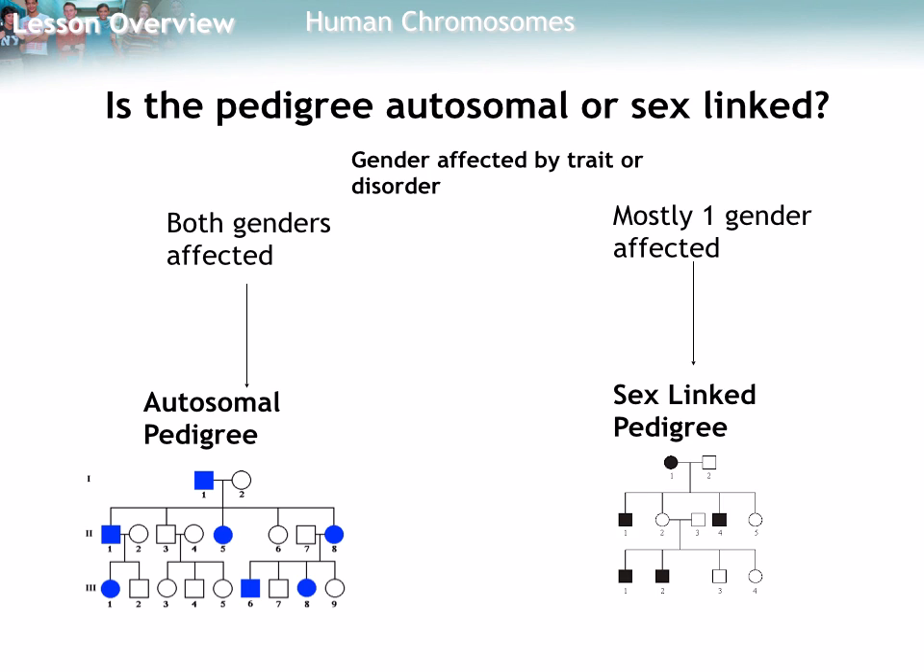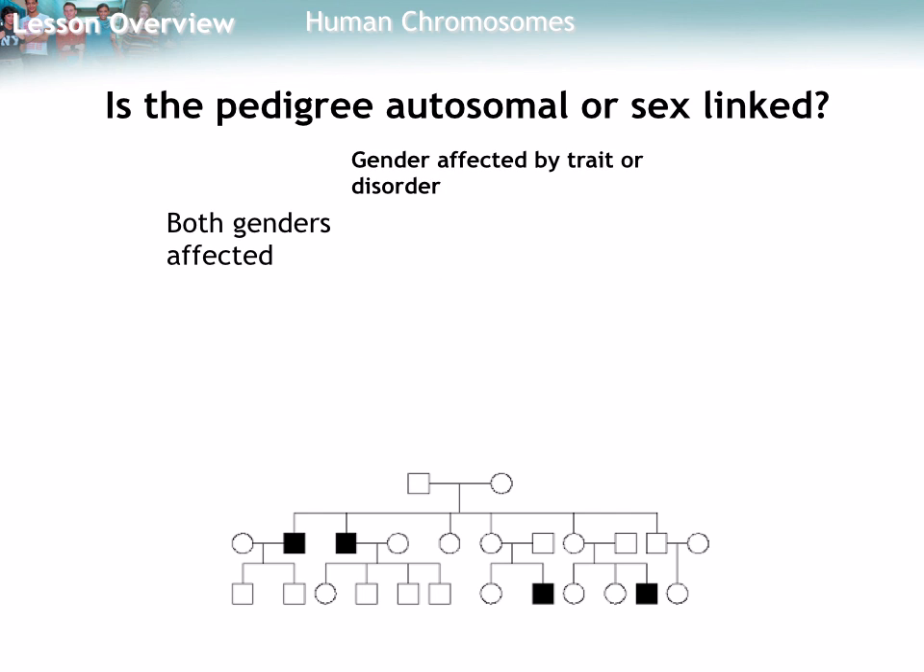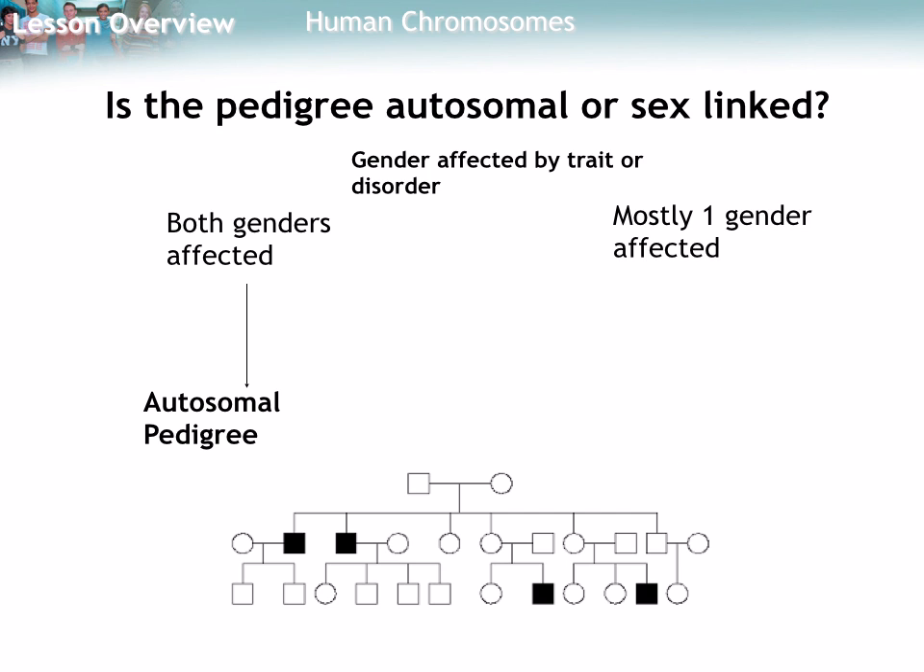Now pause the video and do the next example and determine if it is an autosomal pedigree or a sex-linked pedigree, and provide a reason for your answer. So remember we said that if it is an autosomal pedigree, both genders are affected. And if it is a sex-linked pedigree, mostly one gender is going to be affected. Looking at this pedigree, we see that there's only one gender that is being affected, and it is males because you have the squares that are shaded in. So in this case, it would be a sex-linked pedigree.